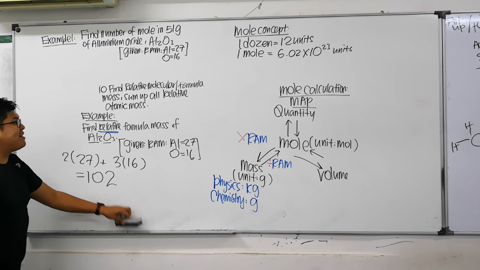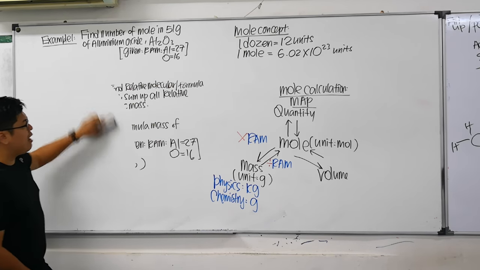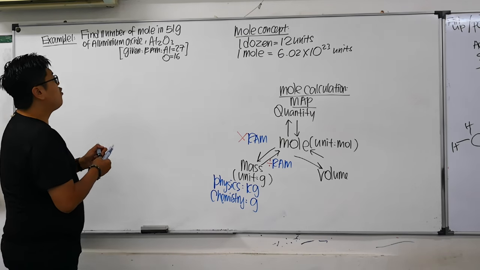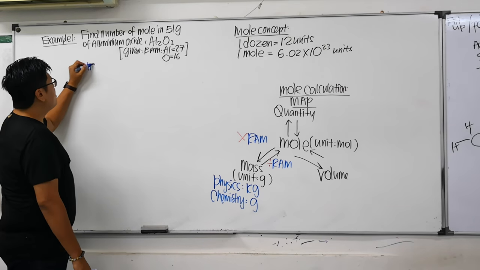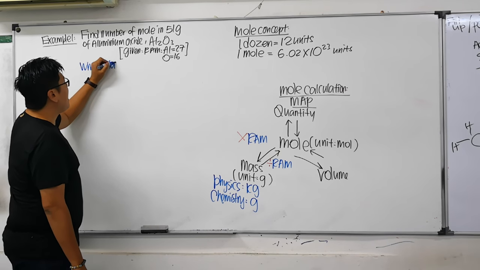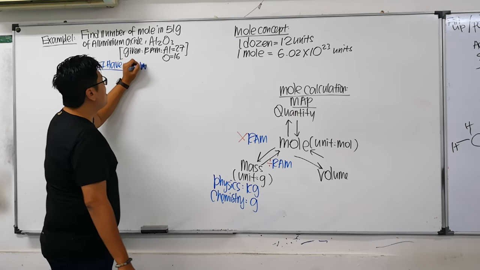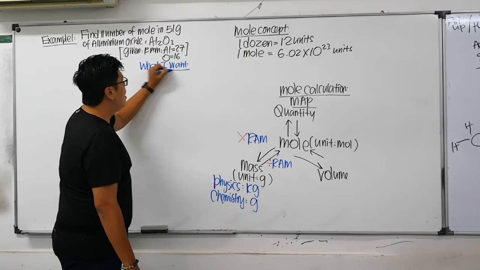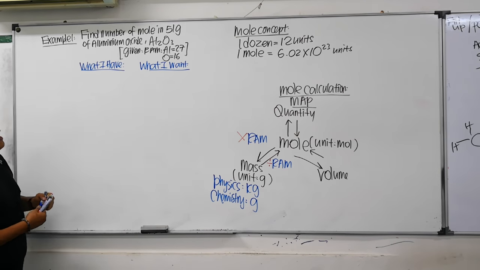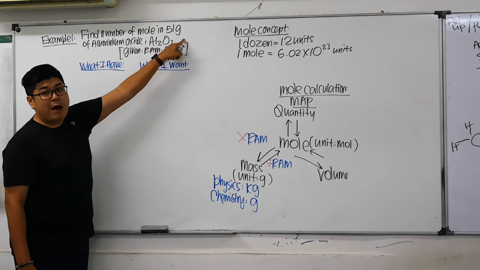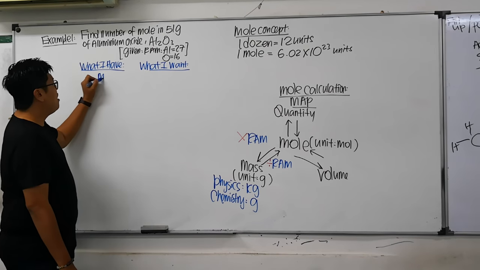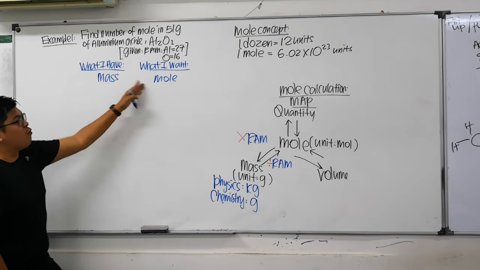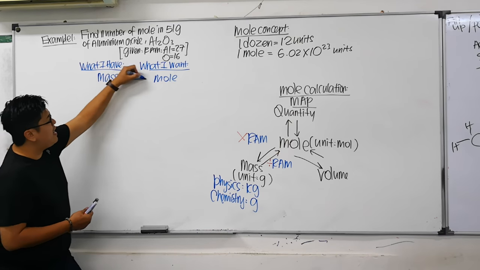Whenever you get a chemistry calculation, in the first place, always ask yourself two simple questions. The first question, ask yourself what I have. The second question, ask yourself what I want. Always make it a habit, so you are very clear about your objective. What we have is 51 gram. When you see gram, it represents mass. What I want is mole. So I have mass, I want to find mole. So change the mass to mole.